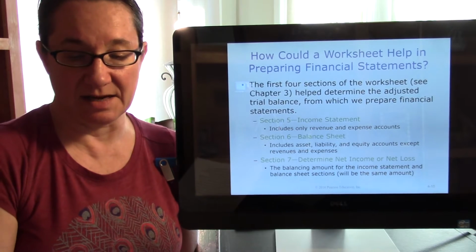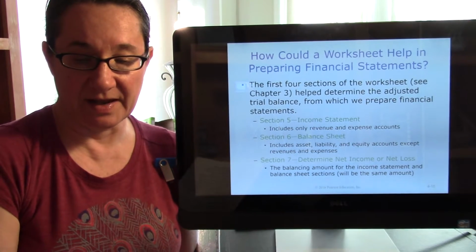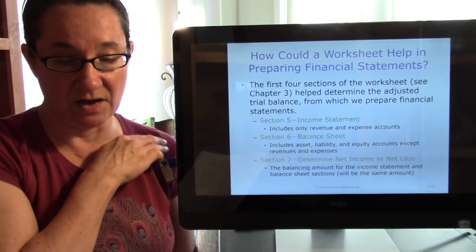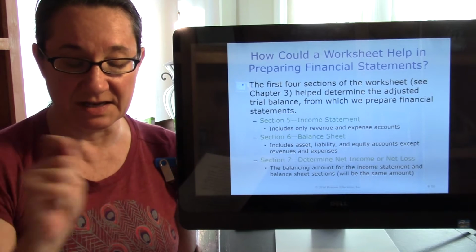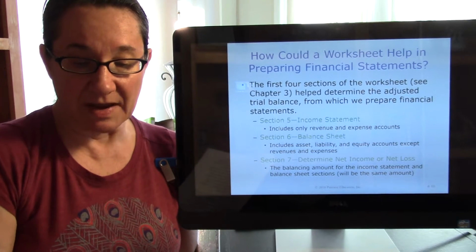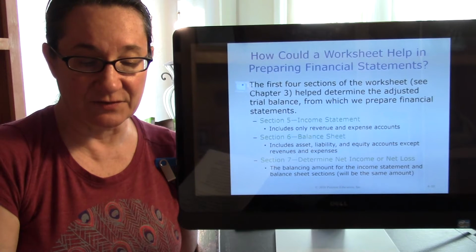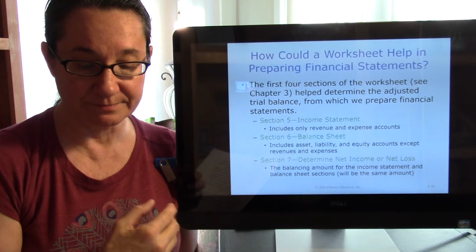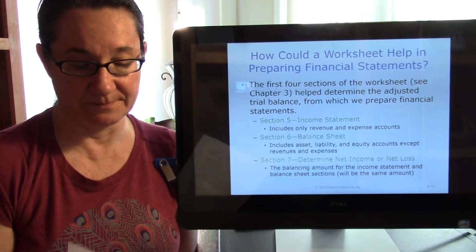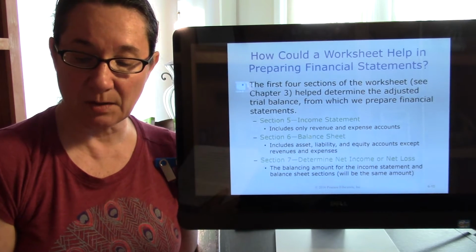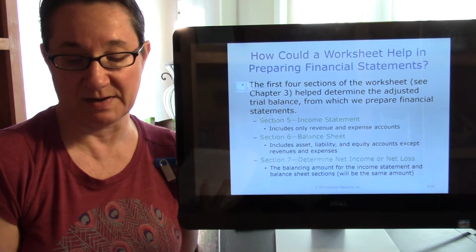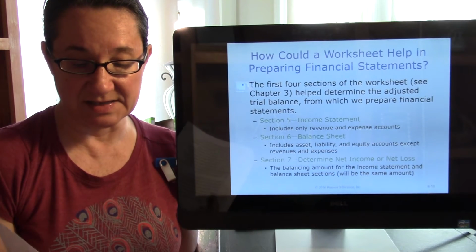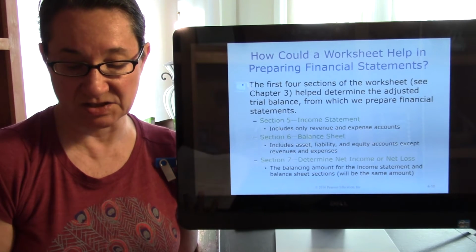Alright, the balance sheet statement section includes the asset and liability accounts and all equity accounts, but not revenues and expenses. The balance of each of these accounts will be transferred from the adjusted trial balance section of the worksheet to the appropriate column in the balance sheet section. Then you compute net income or net loss as total revenues minus total expenses. Enter the net income or loss as the balancing amount in the income statement and balance sheet sections.